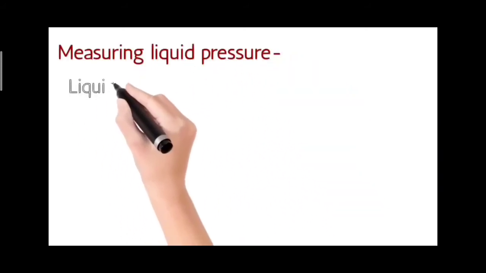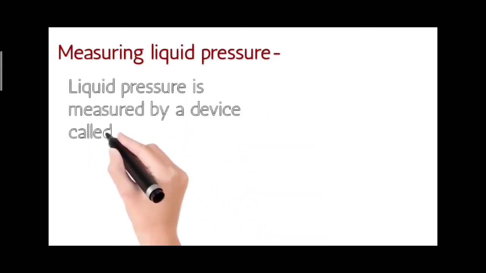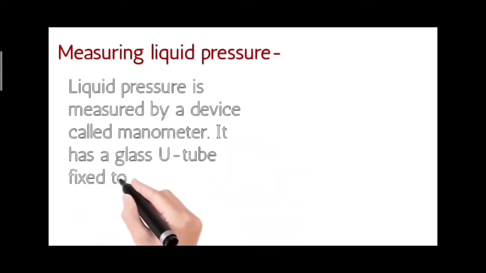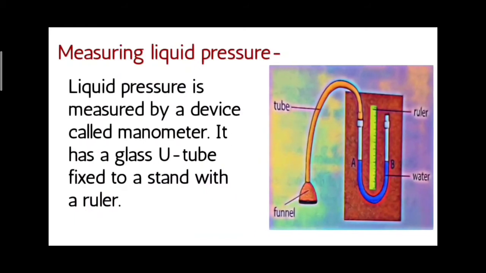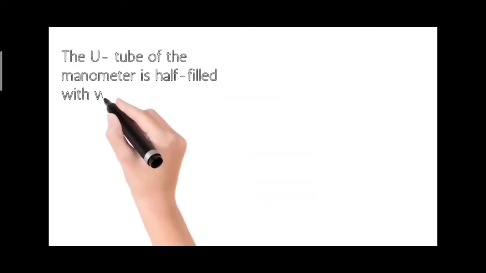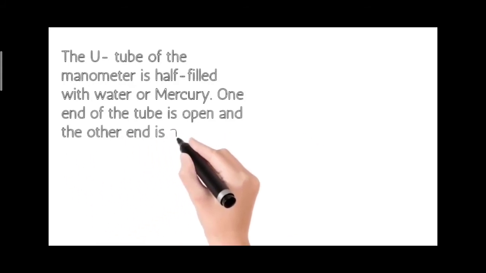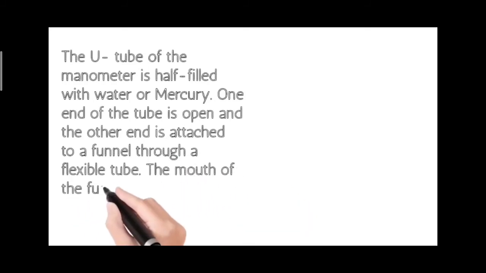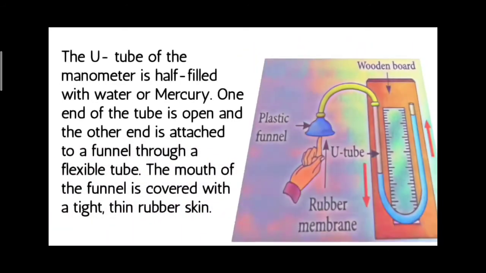Measuring liquid pressure. Liquid pressure is measured by a device called a manometer. It has a glass U-tube fixed to a stand with a ruler. The U-tube of the manometer is half filled with water or mercury. One end of the tube is open and the other end is attached to a funnel through a flexible tube. The mouth of the funnel is covered with a tight, thin rubber skin.